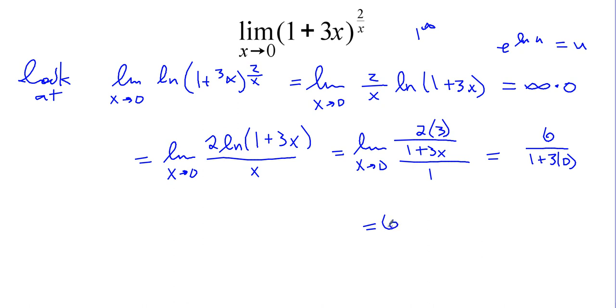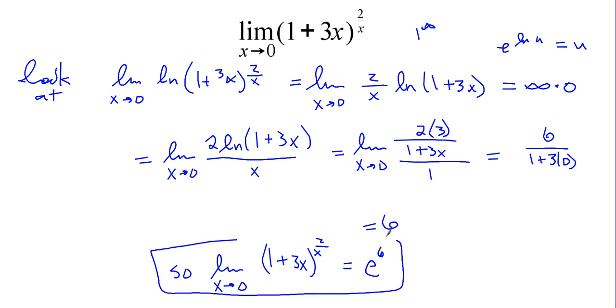But we have to remember that this is not our final answer, because this is the limit of the natural log of our function. So the limit as x approaches 0 of our original function, (1 plus 3x) to the 2 over x, is equal to e to this power, e to the 6th power. And this is the method we want to use for any 1 to the infinity indeterminate limits.